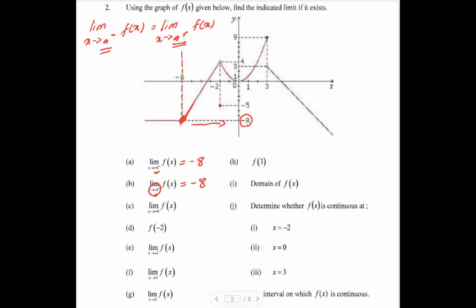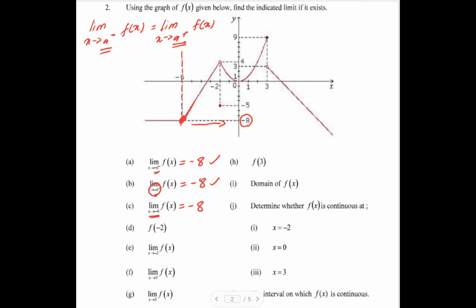And then for question C, limit as x approaches negative 6. It is not mentioned whether from the left or from the right. Since it is not mentioned, we must look from both sides to see whether they are equal or not. So we can look at answers A and B because they use negative 6. From the left is negative 8, from the right also negative 8. Therefore, we can conclude the answer here is negative 8.